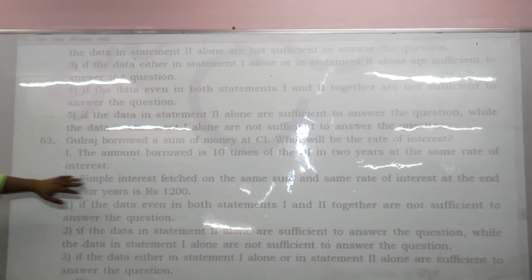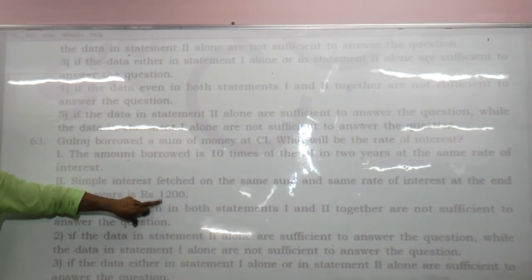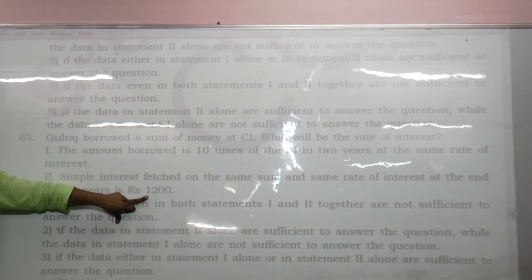Simple interest fetched on the same sum and the same rate of interest at the end of 4 years is 1200. If for 4 years your simple interest is 1200, simple interest per year is 300 and for 2 years 600. Simple interest for 2 years.